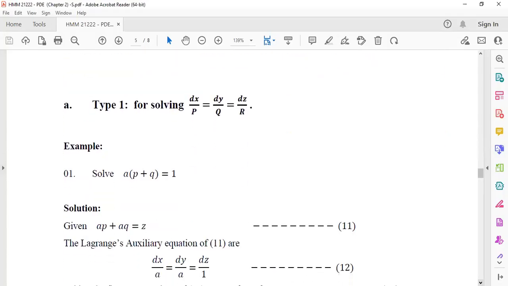Okay, let's see one by one. Everything is the same, but here we have divided according to the question function and question types. So first of all, type 1, for solving this auxiliary equation type.